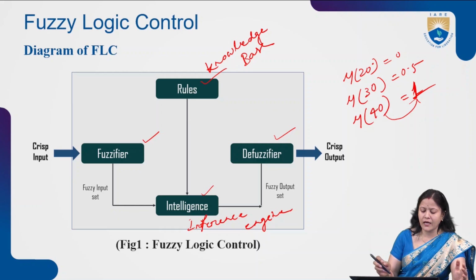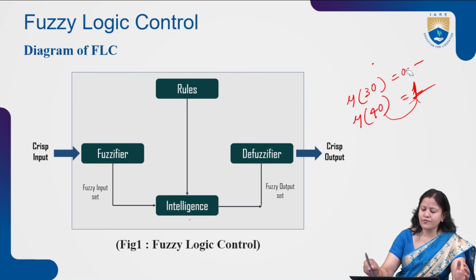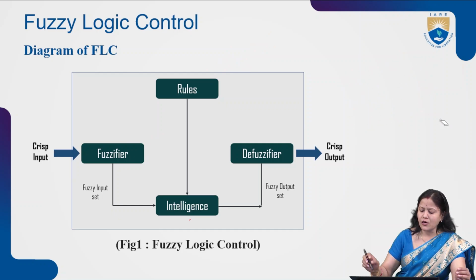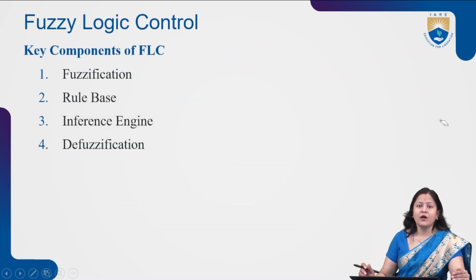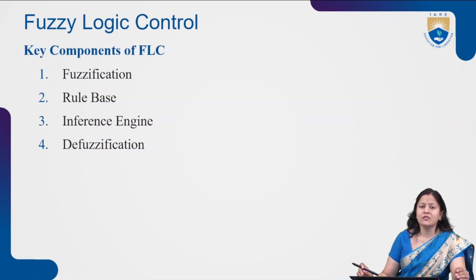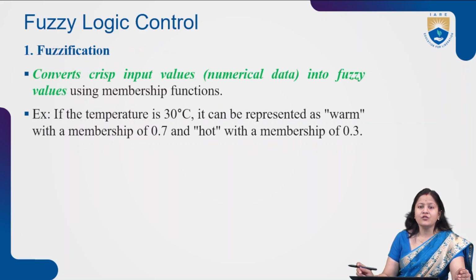So this is what the fuzzy logic controller architecture diagram says. It consists of these four components as I have discussed. Here I have mentioned everything. The key components of the fuzzy logic control are four: fuzzification, rule base, inference engine, and defuzzification. Fuzzification converts the crisp input, meaning the numerical data, into fuzzy values using the membership function. Here you can see the example: if the temperature is 30 degree, it can be represented as warm with a membership value of 0.7.